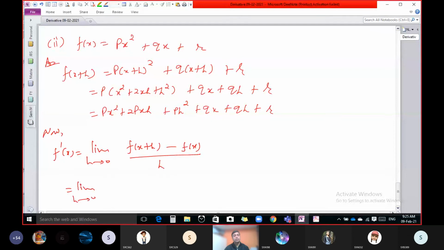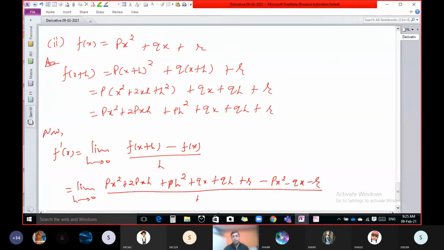Limit h tends to 0. This is px square plus 2pxh plus ph square plus qx plus qh plus r minus f of x. So change the sign of this. So we get minus px square minus qx minus r upon h is already there. Now you can cancel px square, then qx, and then r. So what we get? Remaining part.